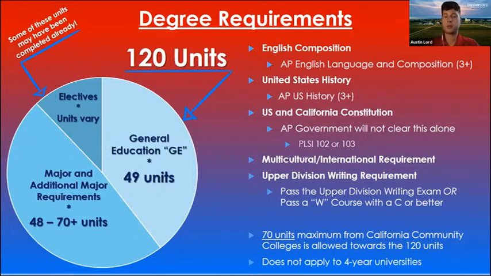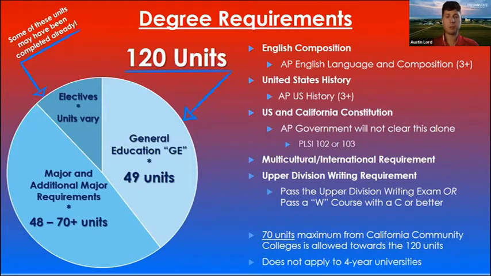Multicultural international requirement and the upper division writing requirement we will touch on their own slides a little bit later. Multicultural international is kind of like an upper division GE course, and the upper division writing requirement is either passing an exam or a W course, a writing course, with a C or better in order to show that by the time you graduate, you can write at a college level.